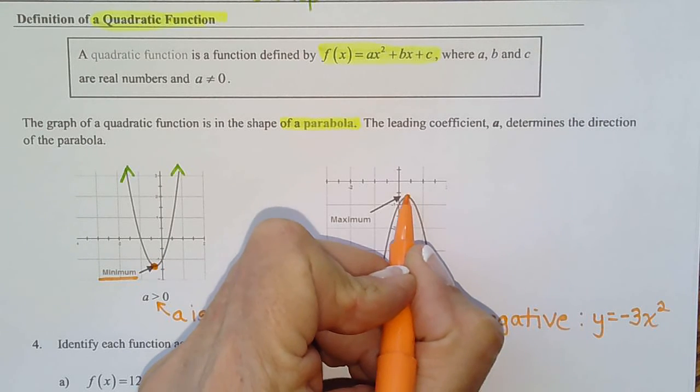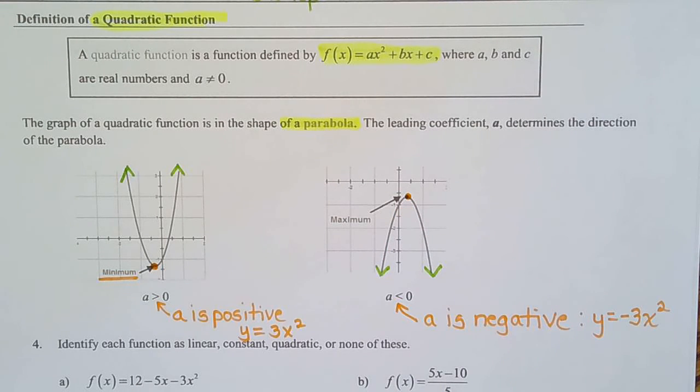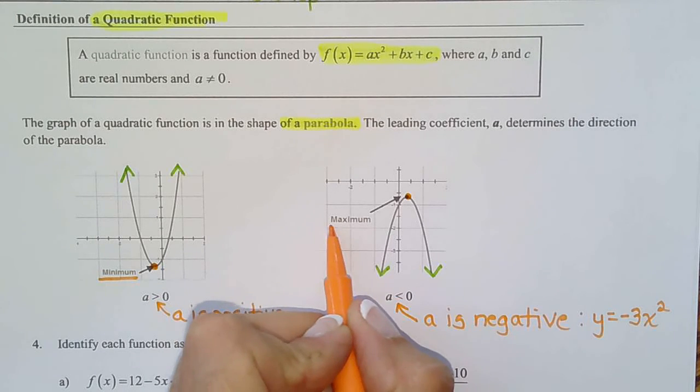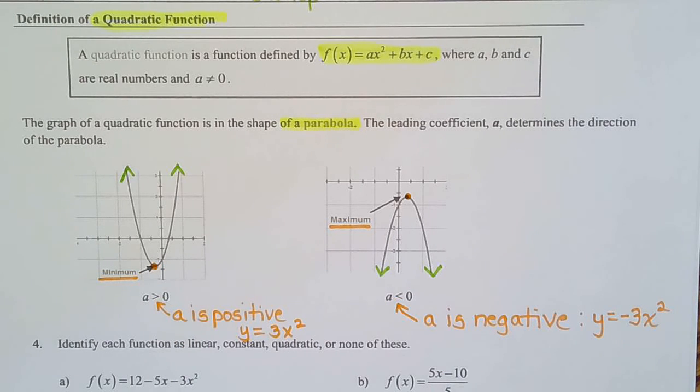And this time the vertex of the parabola, which is the turning point, is going to be the highest point on the graph. So we call that the maximum. So it's all determined, cupping up, cupping down, by that leading coefficient, or the number in front of x squared, is what determines it.